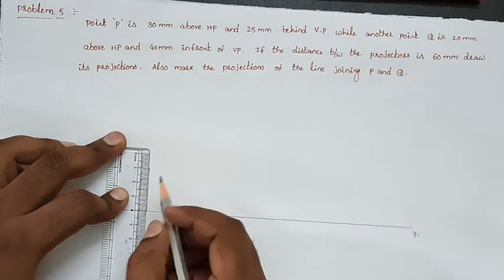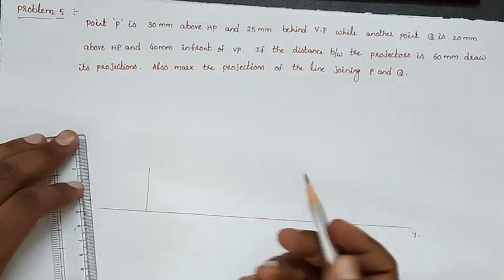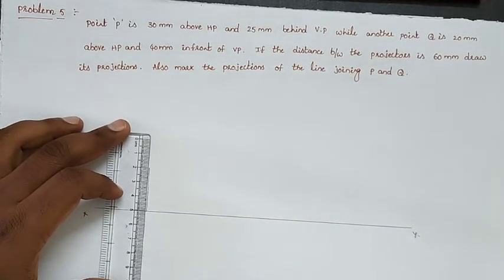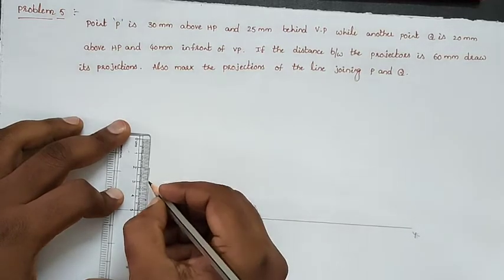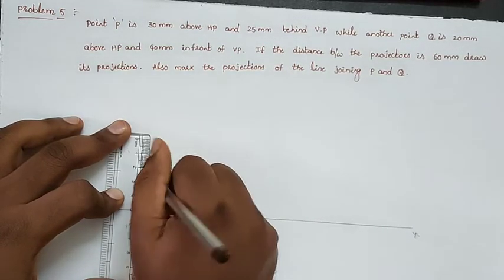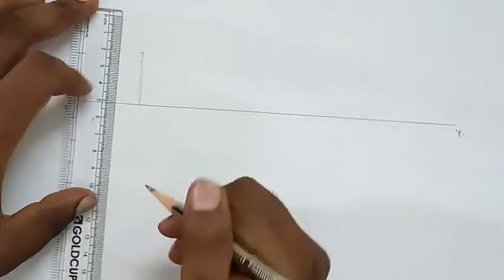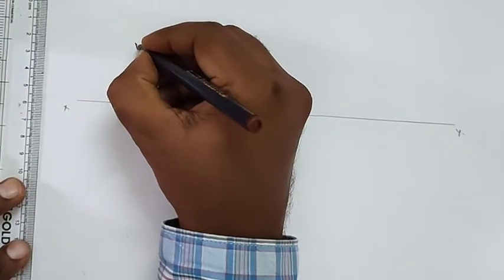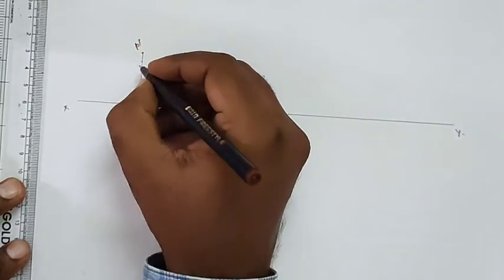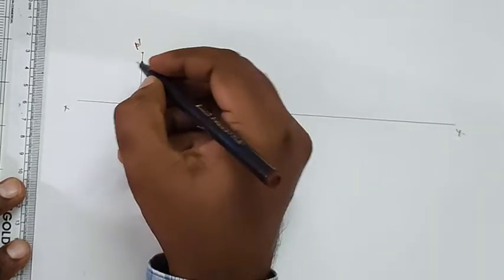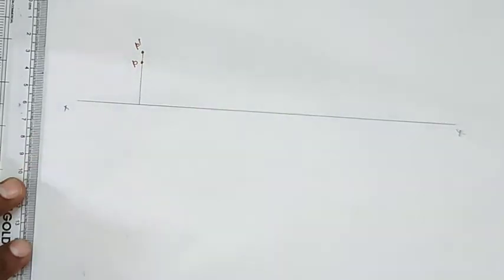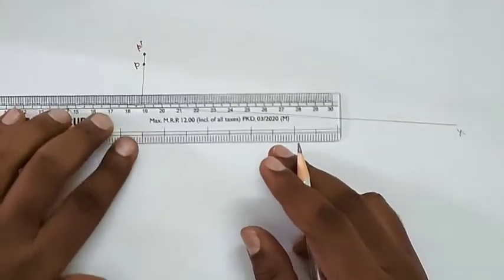25 mm behind. So above and behind means the object is in the second quadrant. On the same projection line, take 25 and locate point P dash. So above we will get the small P dash, 30 mm above. Behind 25 mm, we will get the top view of point P, small p. I am giving the dimensions also here.